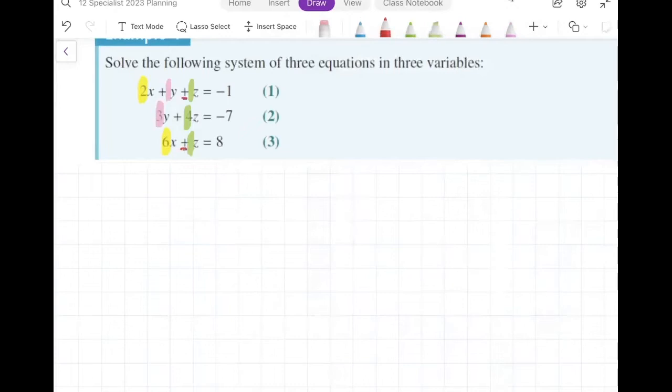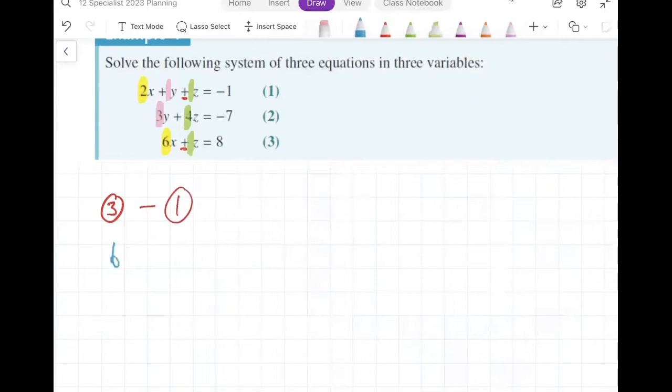You can see here with my z's in equation 1 and equation 3, the coefficients are both 1, so I can simply go ahead and eliminate those 2 variables. Both those values are positive. If the values are the same, we want to subtract. So I'm going to take equation 3 and subtract that from equation 1.